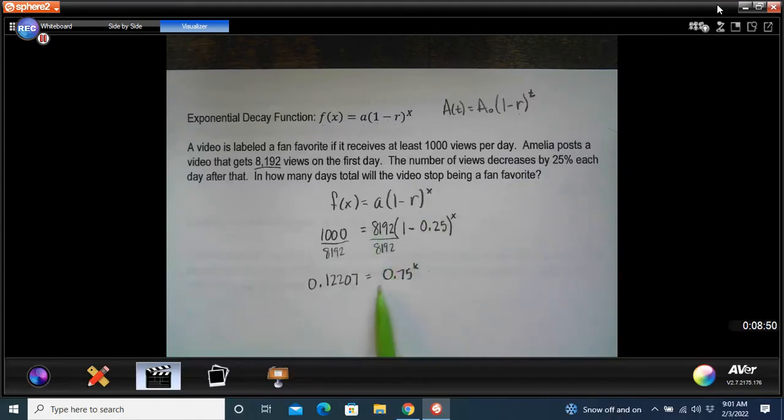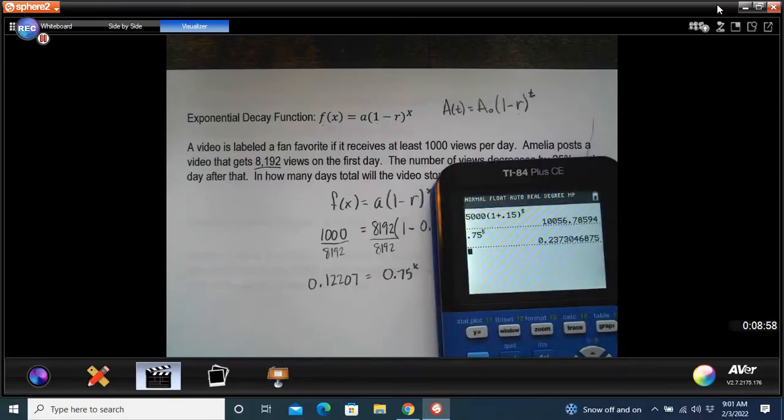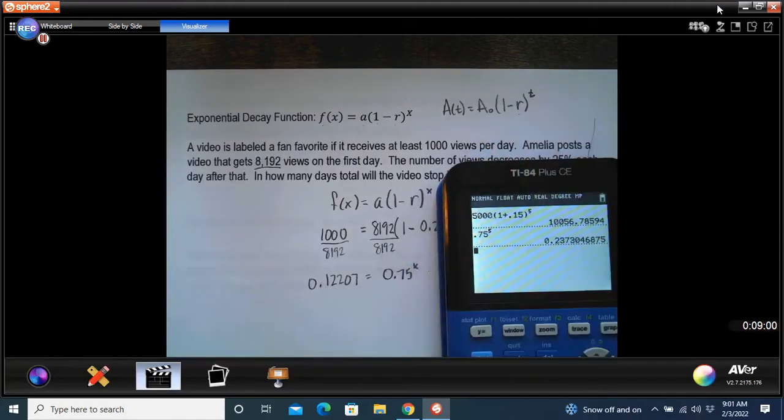So what I want to do is just plug in numbers for x until I get approximately 0.12207. I plugged in 5 for x. I took 0.75 to the 5th power and got 0.237. So 0.75 to the 6th power, I got 0.177. We're getting closer. I'm going to take 0.75 to the 7th power. I got 0.133.